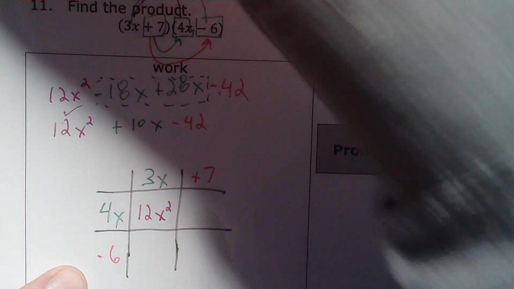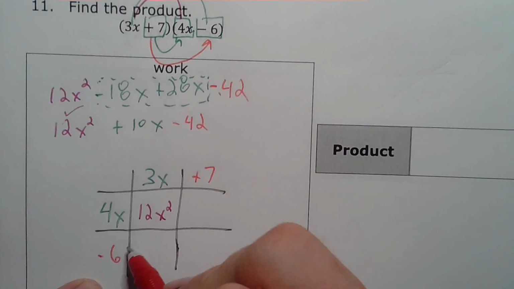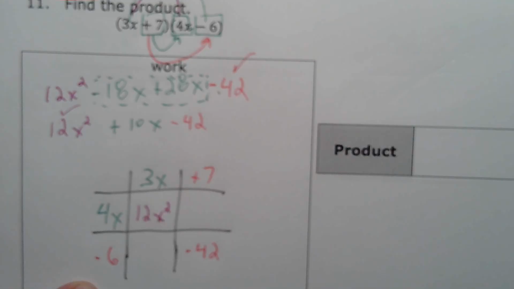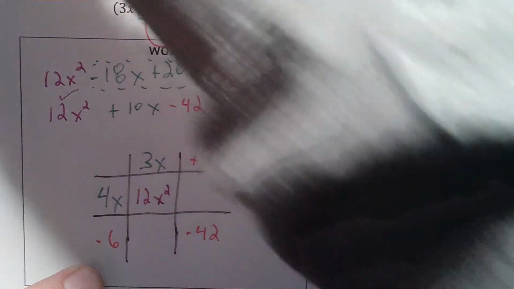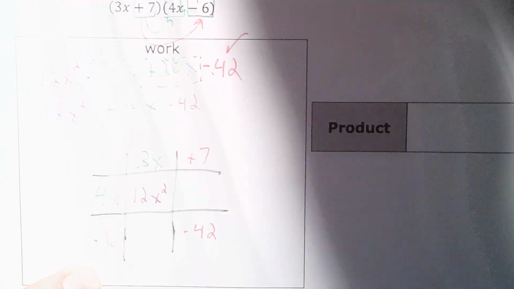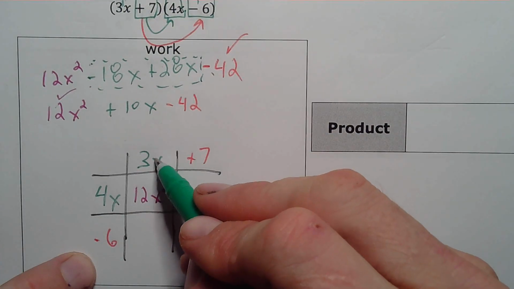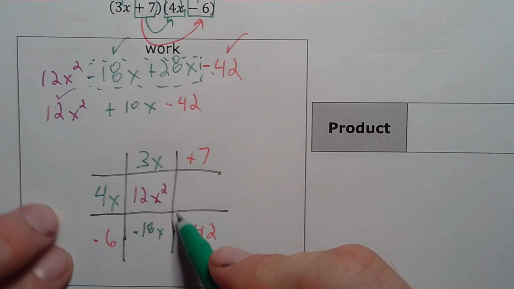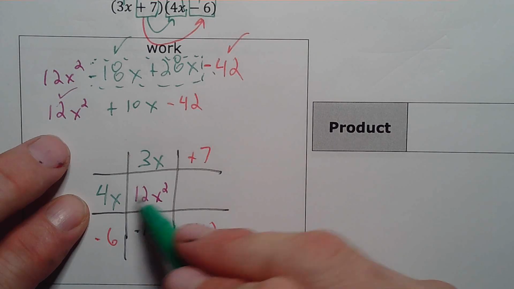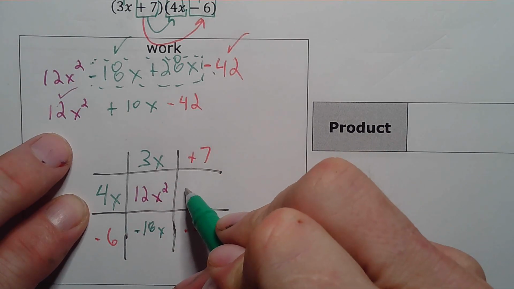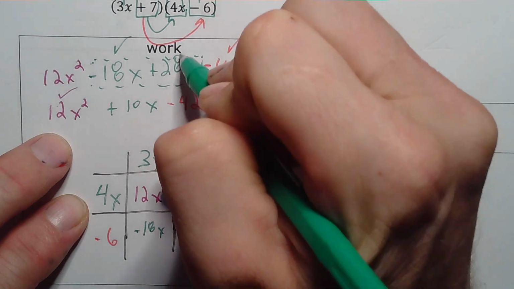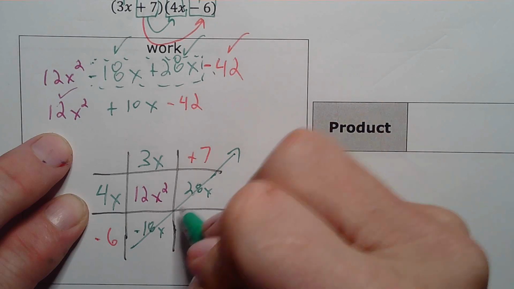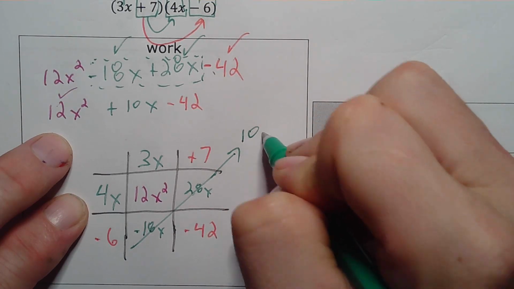Okay, and then let's multiply these ones together. 6 times 7 is -42, and there's our one constant term that gets spit out right there. So that's your -42, and then you're going to have the combination of two x's. So your 3 times -6 is -18x, and then we have our 4x times 7 is 28x. These two combined together become 10x.